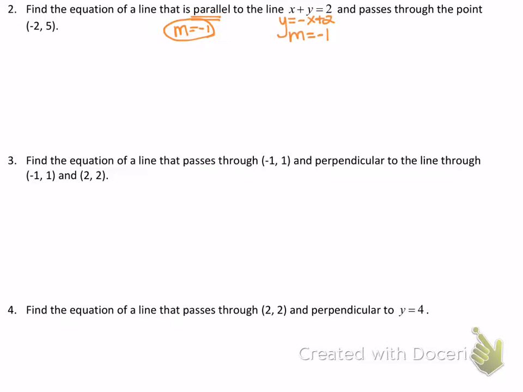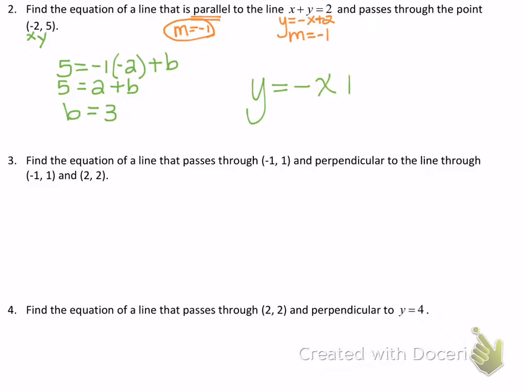Now, I have a point that was given to me, so I'm going to borrow it to solve for the new y-intercept, the b value. So if I'm going to use y equals mx plus b, this is my x and my y I'm going to borrow. 5 equals negative 1, since it's parallel, times x, which is negative 2, plus b. Subtract 2, and b equals 3. So my answer is y equals negative 1x plus 3.